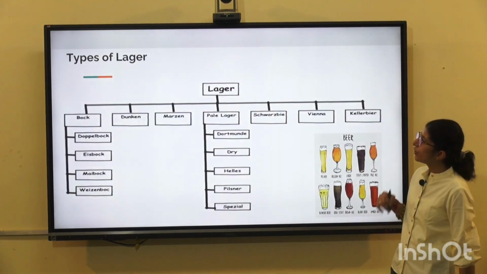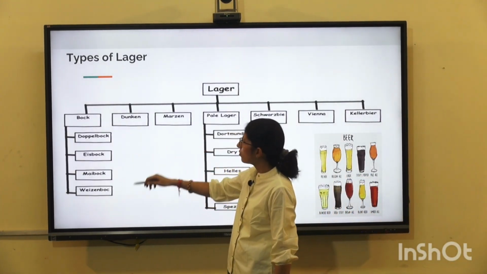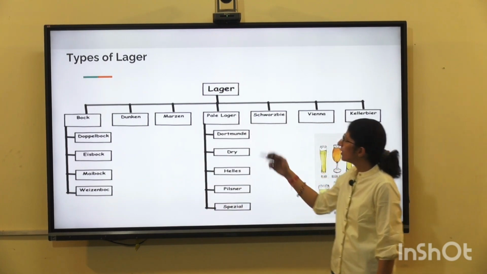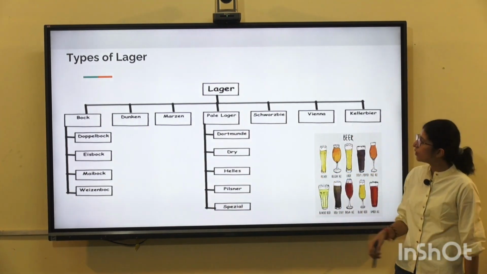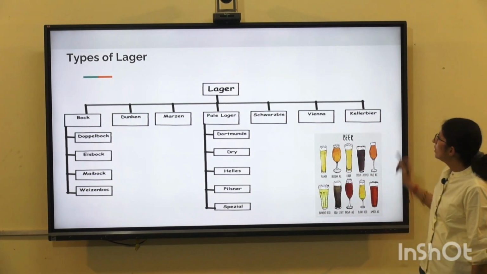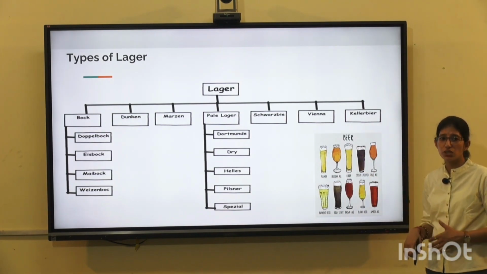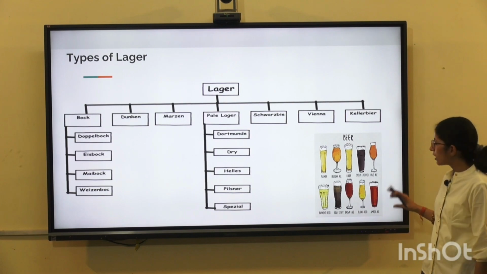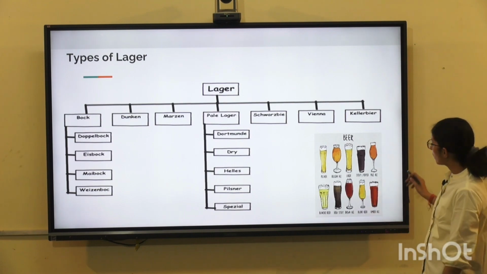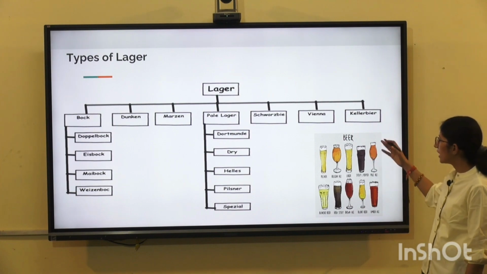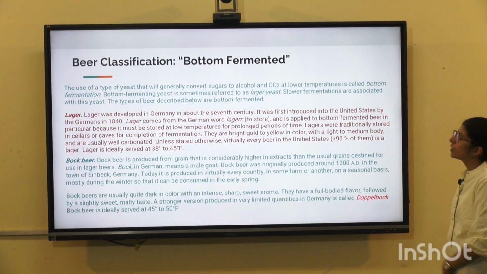Now, these are the types of lager beer. Bock. In Bock, we have Doppelbock, Eisbock, Maibock, and Weizenbock. Dunkel, Märzen, pale lager, we have Dortmund, Dry, Helles, Pilsner, and Spitzer. In Swissbier, Vinia, and Carlsberg. These are the actual beer colors that have been represented in this picture with a diagrammatic view of what a beer looks like after serving, along with the amount of carbonation represented in the pictorial form. Now, again, what is beer classification?